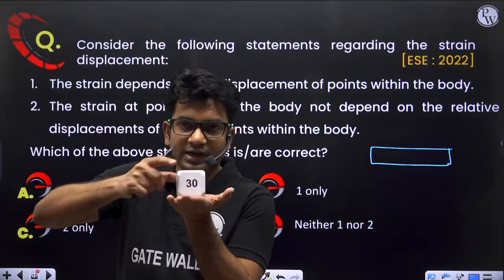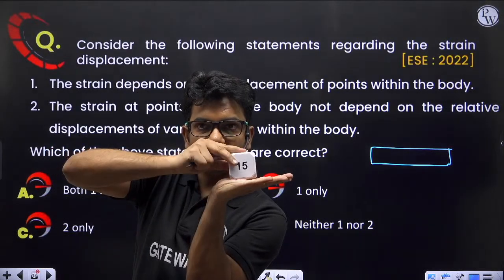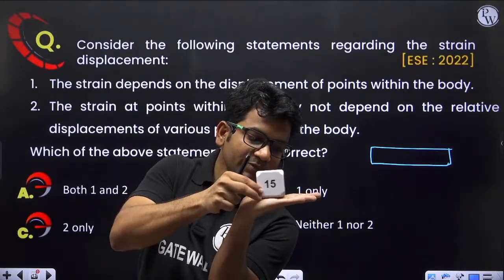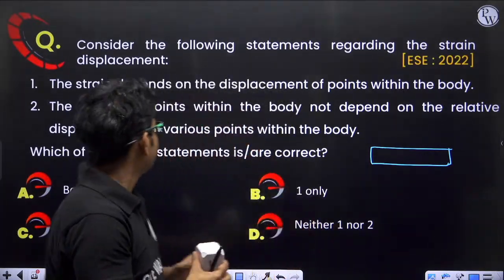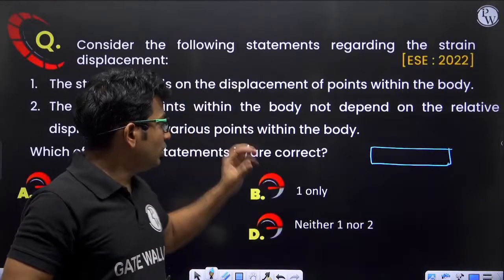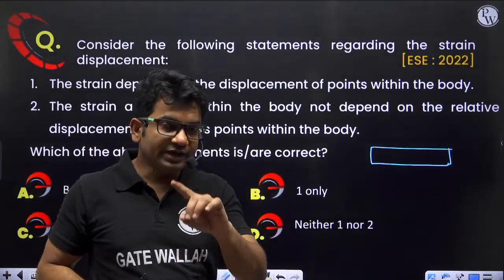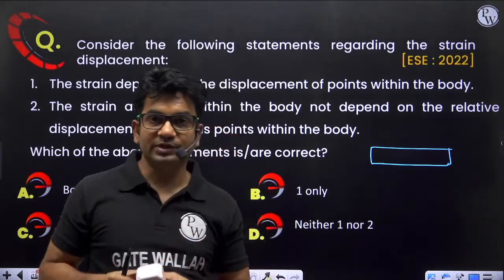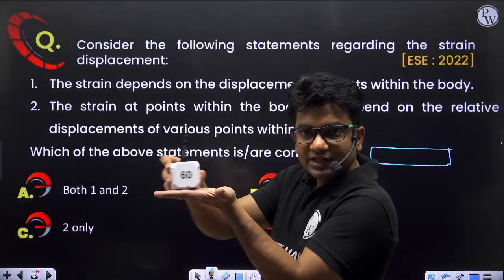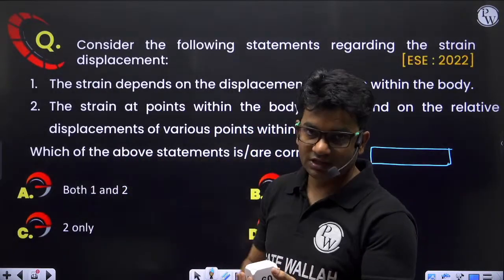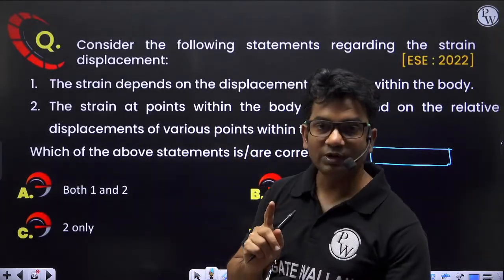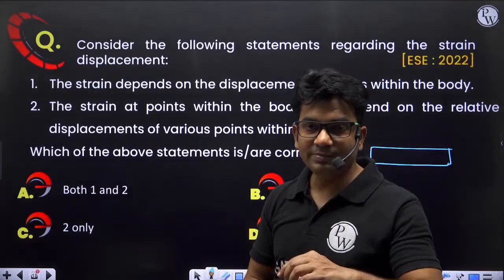If I move this body from here to here, is there any strain happening in the body? All the points are having displacements in this body, but all the points are having the same displacement. So strain does not depend on absolute displacement. Strain depends on relative displacement. Even if I am moving this body like this, there is zero strain in this body. So strain will not depend on the absolute displacement of the points. Strain will depend on relative displacement.